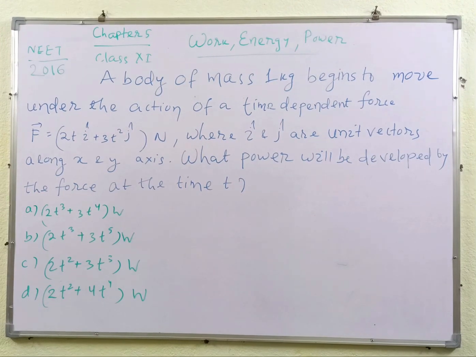Students, this question was asked in NEET 2016 from chapter 5 of class 11, that is from the chapter of work, energy and power. A body of mass 1 kg begins to move under the action of a time-dependent force given by F = 2t i cap + 3t² j cap Newton, where i cap and j cap are unit vectors along x and y axis. What power will be developed by the force at the time t?